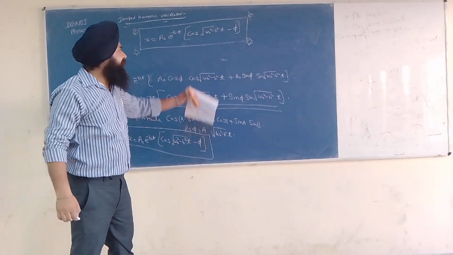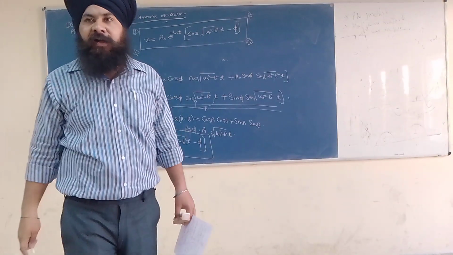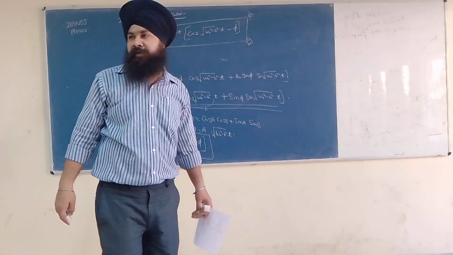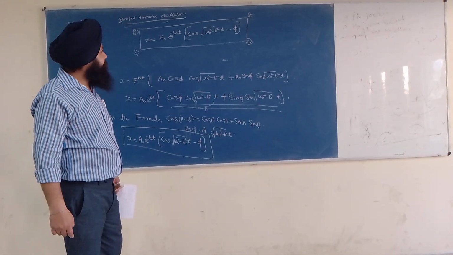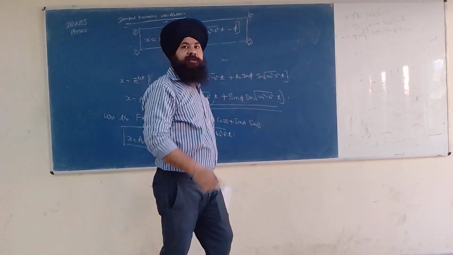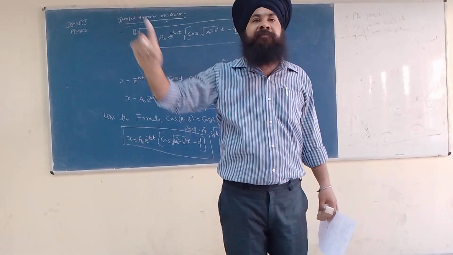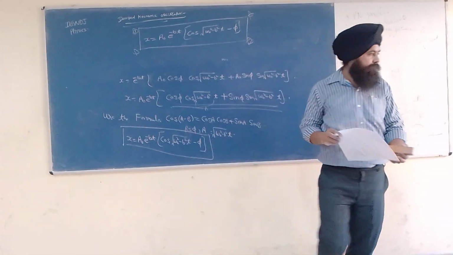What is phi? Phi is called the phase, the initial phase. Now this is a very simple equation, whereas that earlier equation was very lengthy. So this equation is very simple.